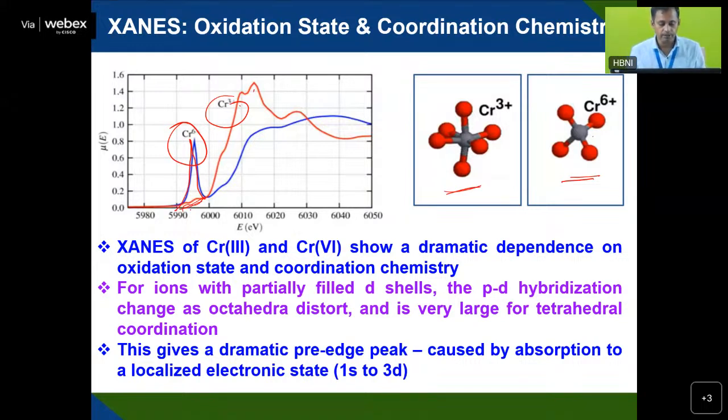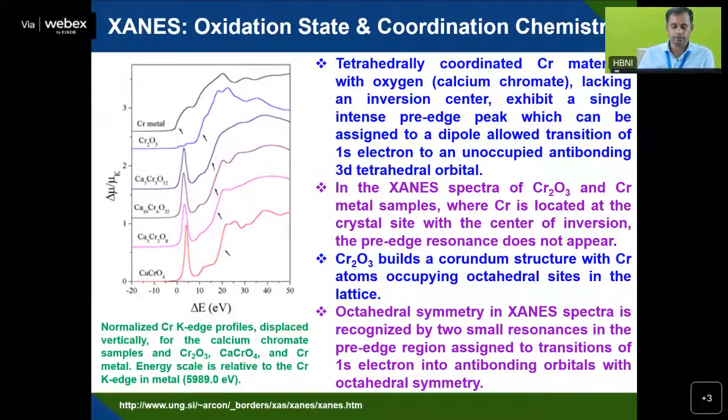And for ions with partially filled d shells, there is the possibility of p and d hybridization that changes your octahedral distortion or tetrahedral coordination. How the p-d mixing helps in the changes in the octahedral or tetrahedral geometry, that information you can get from this EXNES study. Mainly, oxidation state is the main information that you can get here.